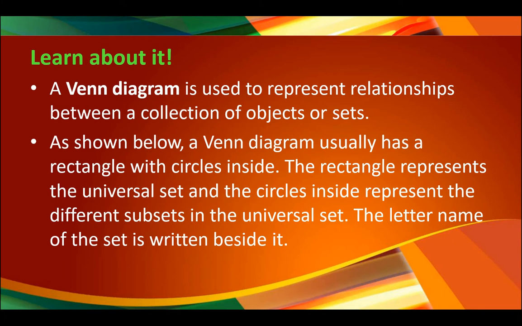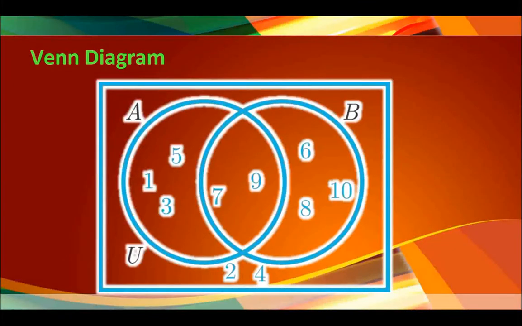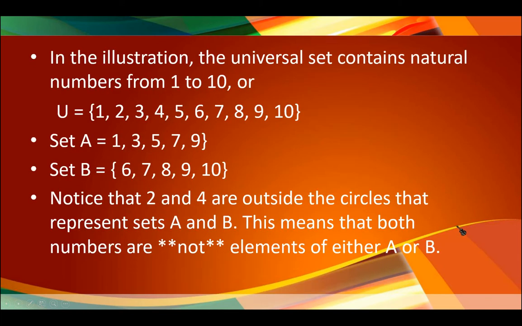Ito po yung sample ng Venn diagram natin. Ayan. So, ito pong Venn diagram, ito po yung sinasabi nating universal set. At itong mga circle naman to ay ang mga subset. So, meron tayong subset A, meron tayong subset B. So, in the illustration, the universal set contains natural numbers from 1 up to 10.